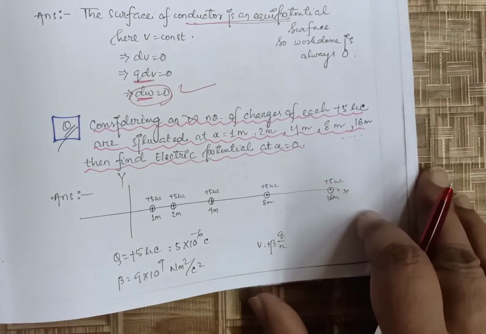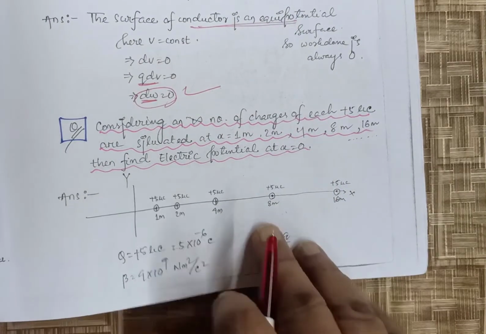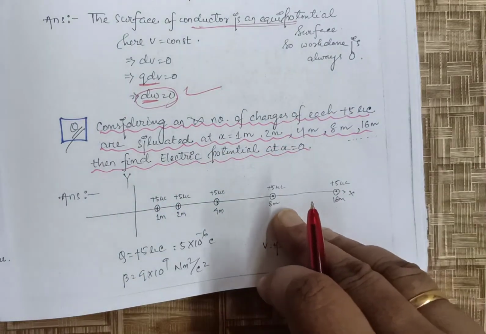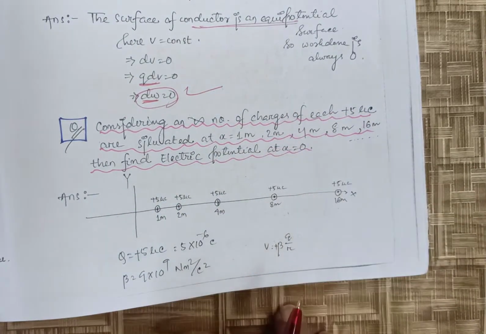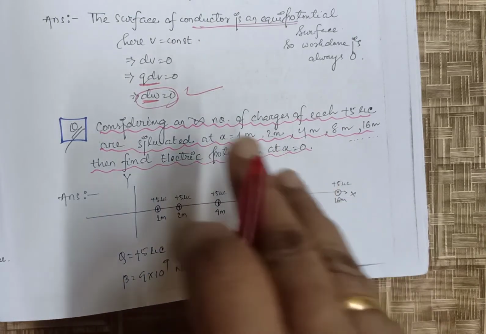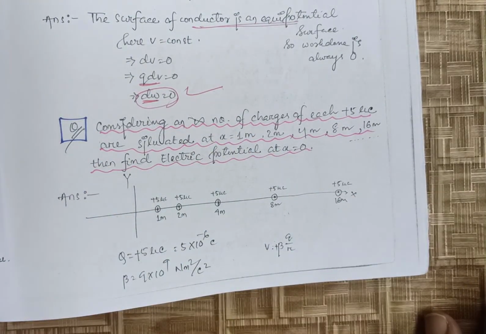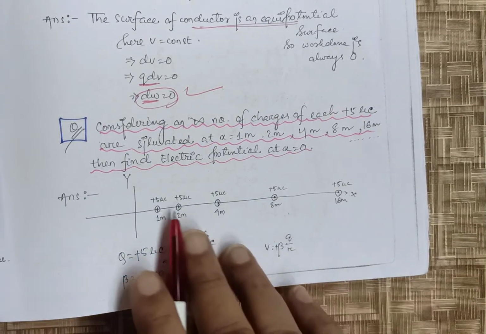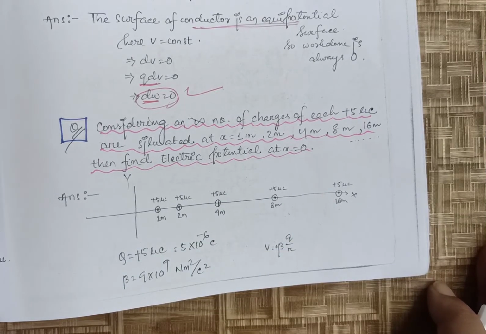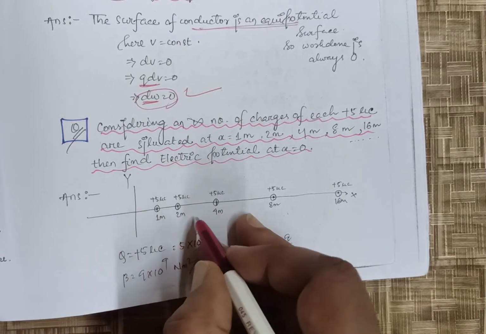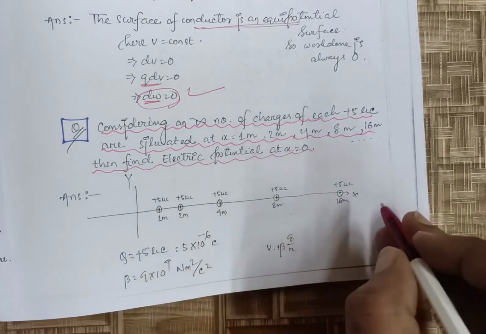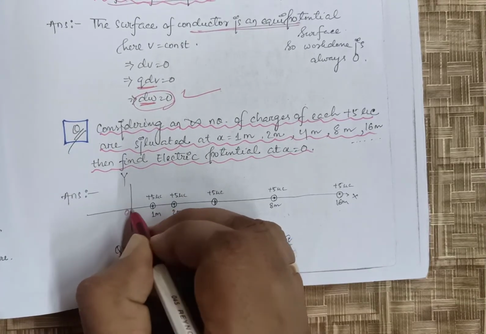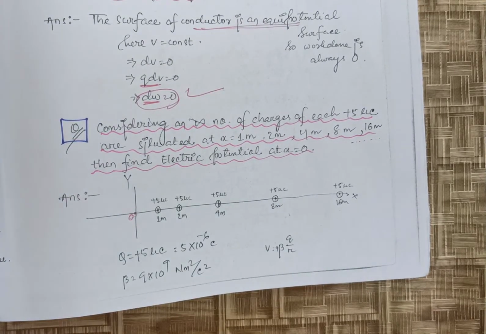Then your next question: a series of charges. This type of question we also discussed in electric field intensity. Now the same type of question is asked in electric potential. Only the formula is different. Again you should remember, intensity is a vector, potential is a scalar. What is the question? Infinite number of charges, each plus 5 microcoulomb, are situated at 1 meter, 2 meter, 4 meter, 8 meter and 16 meter, up to an infinite series of charges. The question asks: what is the electric potential at the origin, at x equal to 0?